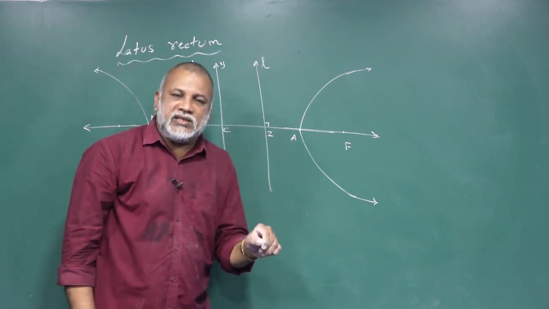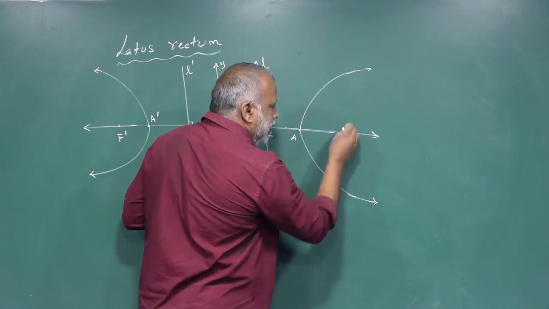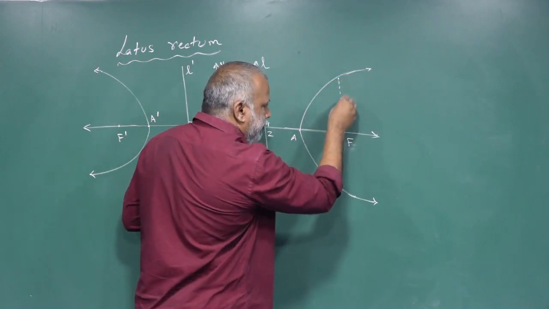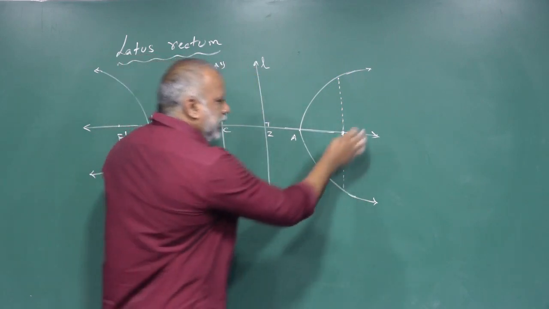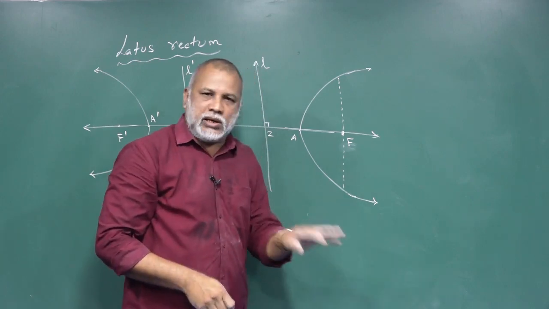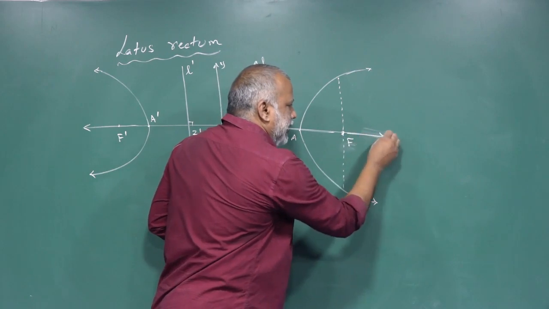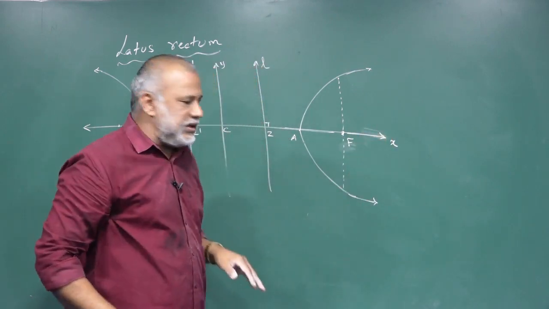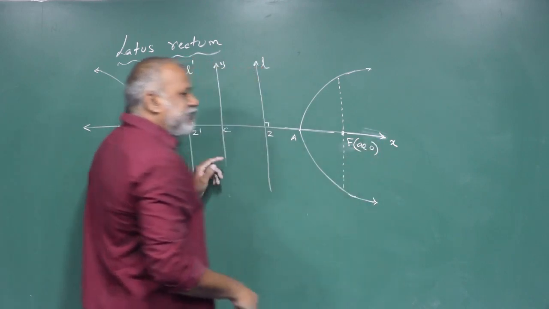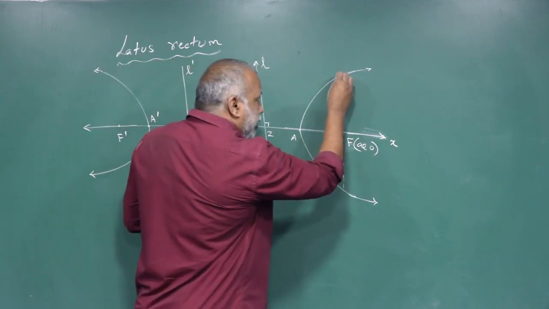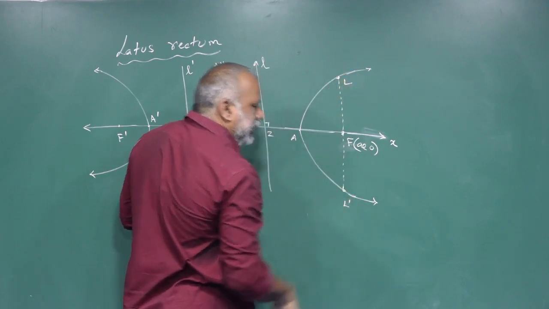Now what is the definition I was just explaining? A focal chord, this is the focus. Focal chord perpendicular to the transverse axis. See this diagram? A chord passing through the focus is called a focal chord. It is perpendicular to the x-axis. This is the x-axis. The x-axis is nothing but the transverse axis. Now what is the value of the focus? The focus is F (AE, 0). Now this point is technically called L. This endpoint is called L dash.